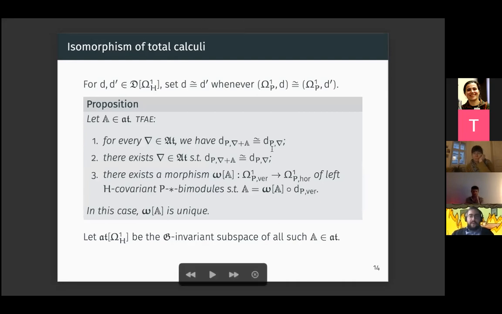So let's define the obvious equivalence relation on mathfrak D. Let's set D and D prime to be isomorphic whenever the corresponding covariant first-order calculi are isomorphic. And then there's an easy but somewhat startling proposition you can prove, that for any relative gauge potential, the following are equivalent. For every gauge potential A, the total derivative you get corresponding to nabla plus A is isomorphic to the total derivative you get just from nabla. So perturbing nabla by A doesn't change the isomorphism class of total calculi.